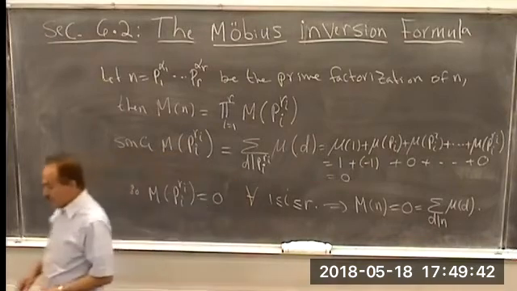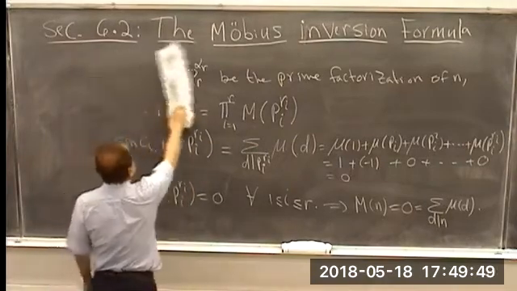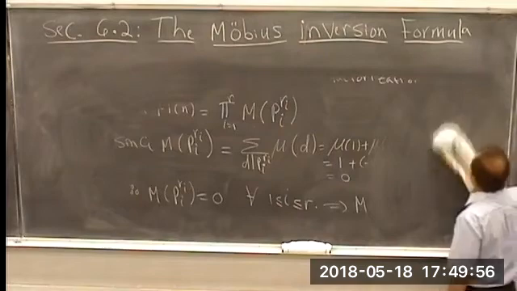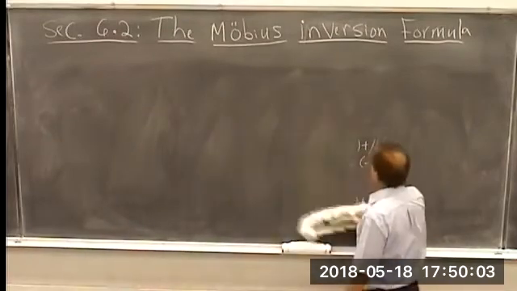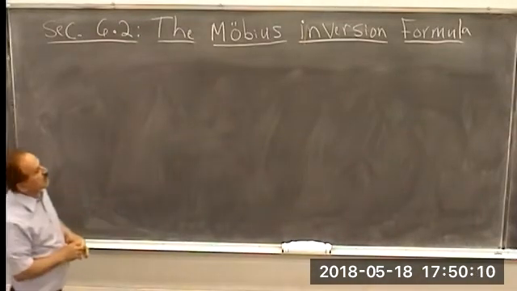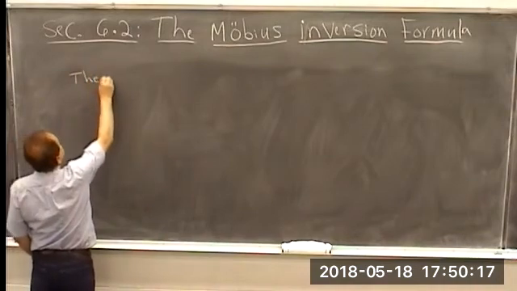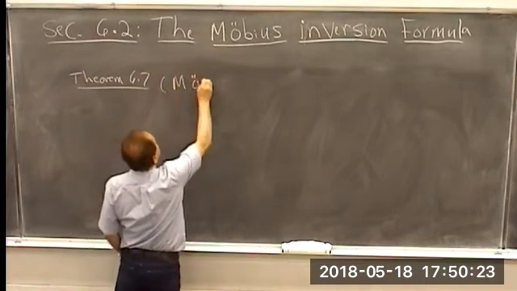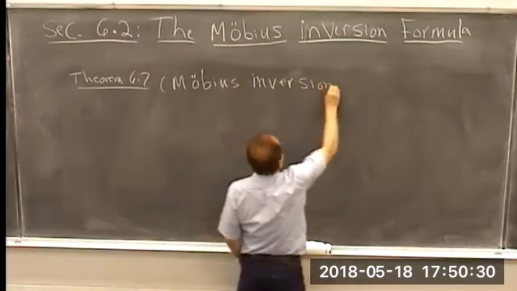Now we're going to come to the inversion formula. As I said about the motivation, in the example that we looked at, if we are given two functions related such that one is expressed in terms of the other as the summation over the divisors of n, then we can solve it the other way around. So this is Theorem 6.7, and this is called the Mobius Inversion Formula.